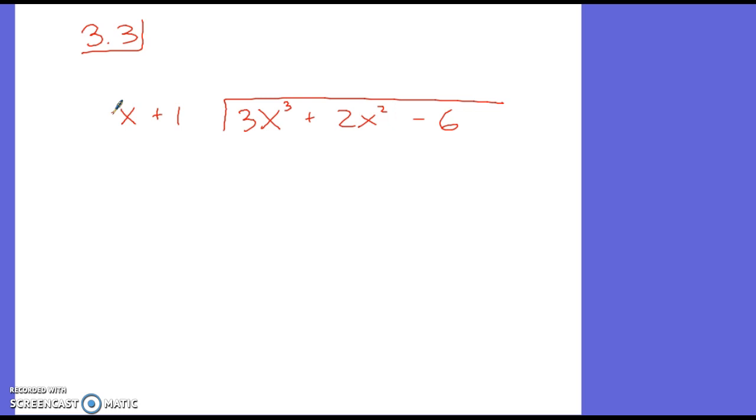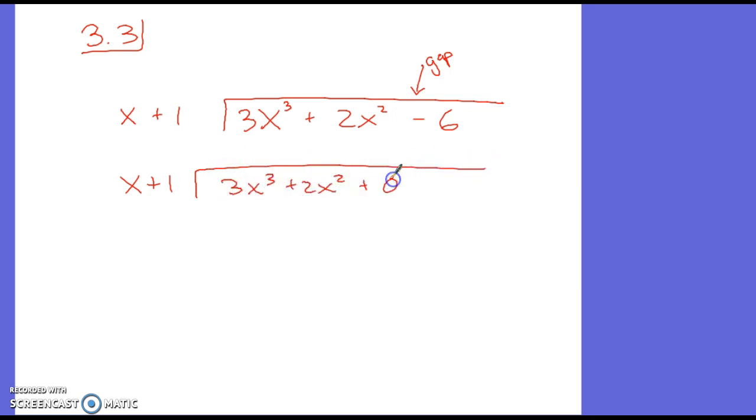The very first thing you want to check for is to see if there's any gaps in powers. So right here, I'm going from x to the first to x to the 0, so I'm good. Here, I'm going 3 to 0. There's an issue. There's a gap right here. So I want to start by rewriting the problem, and I'm going to put in 0 or 0x wherever I have a gap. And sometimes you will have more than one. Sometimes you'll have gaps here and here. So that's the starting point.